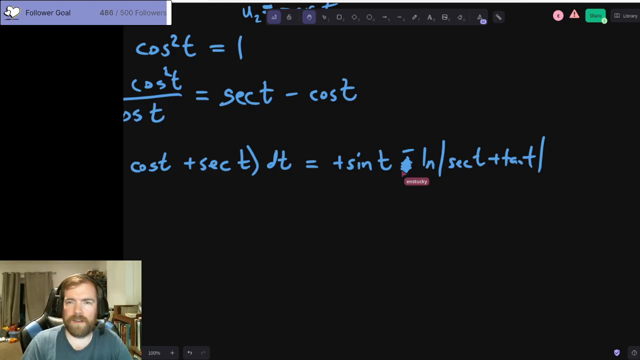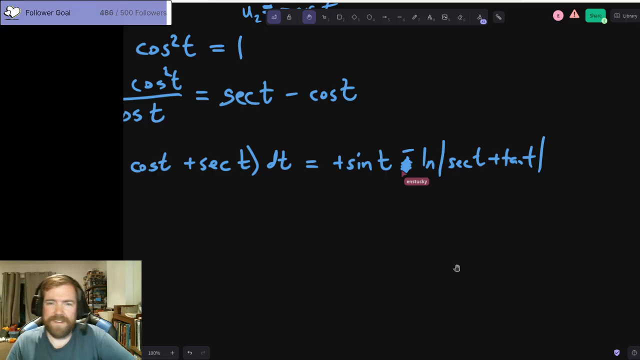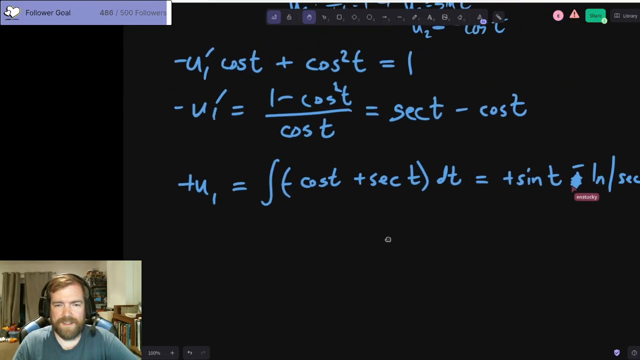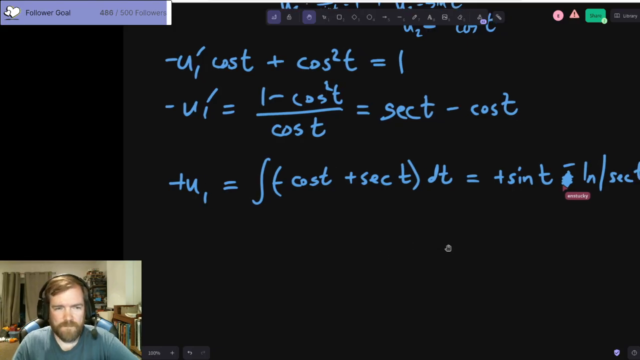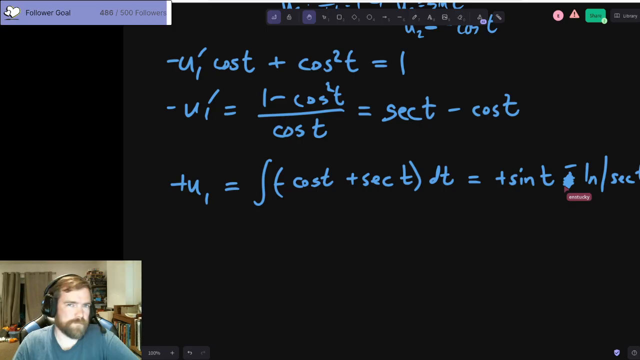Alright, and again, why don't we put a plus c on these? That's a good question. Oh, because the whole point is that we're multiplying these ui by null space solutions. So a constant times null space is also null space. Yep. So it's just going to get absorbed into the null space solution. We don't need to worry about it. It's fine.